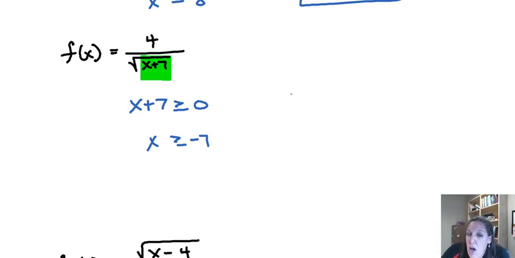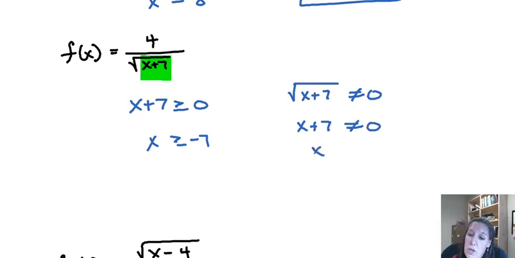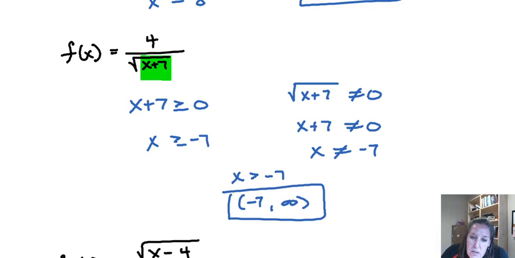But that's also in the denominator, so that means the square root of x plus 7 cannot be equal to 0. If we square both sides, that means x plus 7 cannot be equal to 0, which means x cannot be equal to -7. So if we put these two restrictions together, it has to be greater than or equal to -7, but it can't be equal to. That means that it's got to be strictly greater than -7. So if we put that in interval notation, we get -7 to infinity.